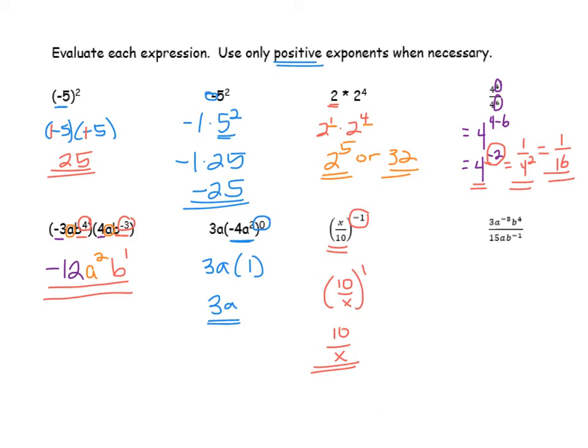Last but not least, we have a fraction with negative exponents, we have coefficients, we have matching bases, lots going on here. We have 3a to the negative 3b to the fourth divided by 15ab to the negative 1. Like our example on the first part of this row, I'm going to just take part by part, starting with the coefficients. If we have 3 on top and 15 on bottom, that's going to reduce to 1 over 5. 3 goes into 15 5 times.